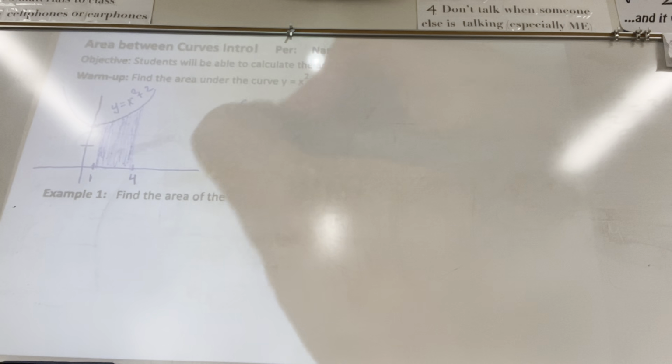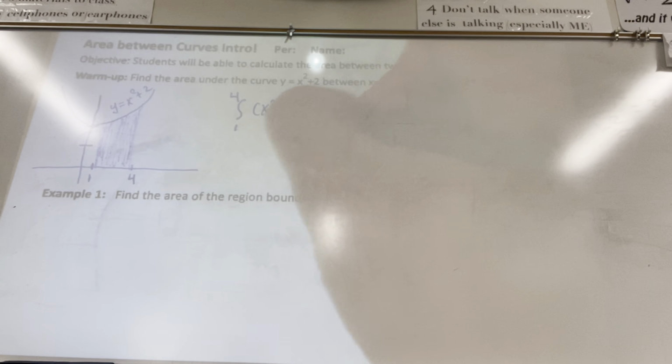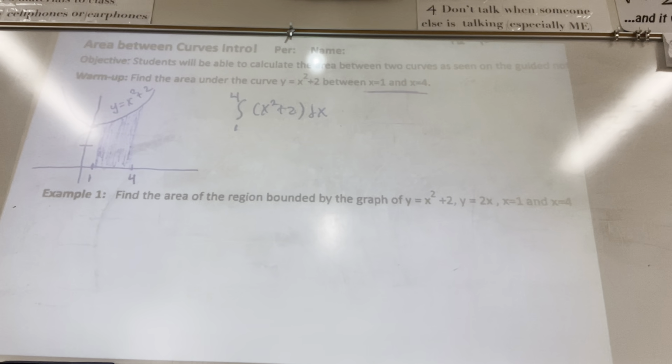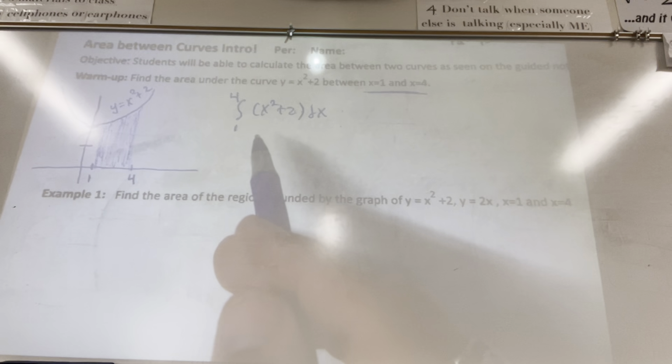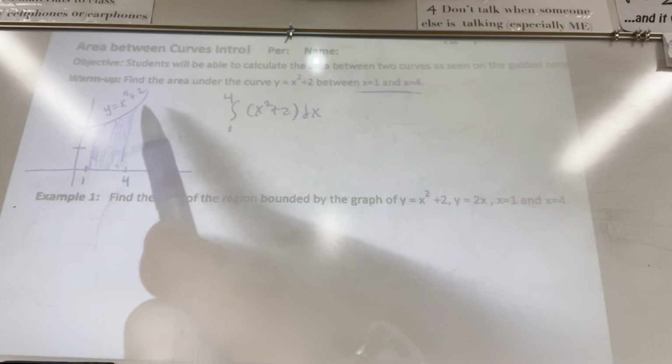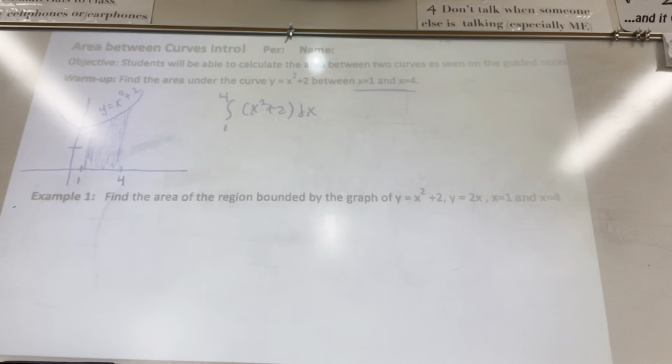Would it be the integral from 1 to 4 of the function x squared plus 2? So the integral from 1 to 4 of the function x squared plus 2 with respect to x. That's it. We good? How many of you had that or talked about that with your partner? Because remember, what does an integral find? Area under the curve, and we want to find the area under the curve between 1 and 4.